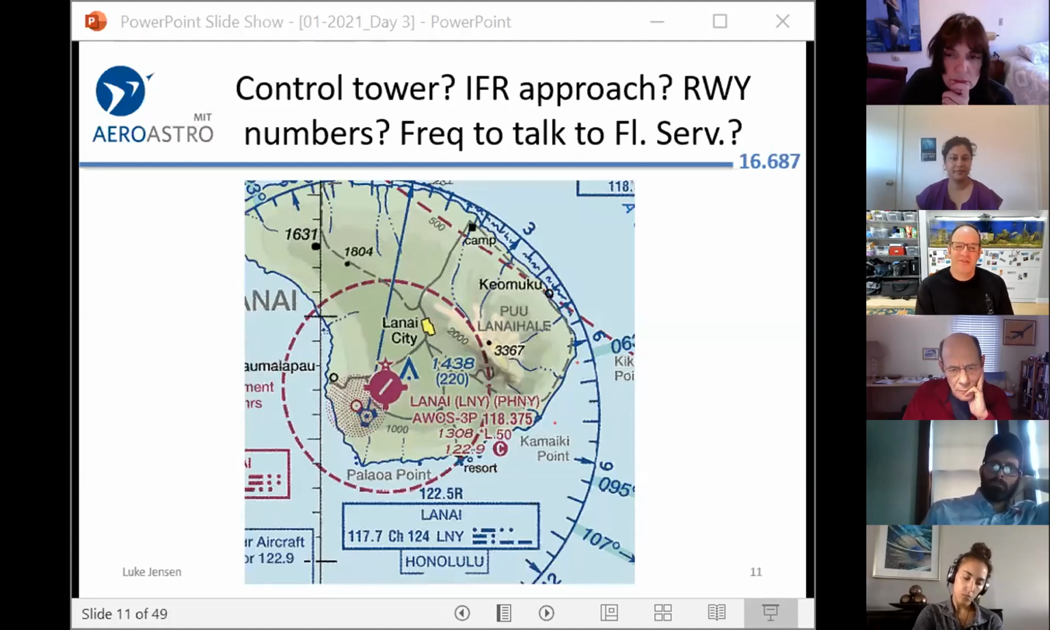That AWOS frequency, 118.375, that's automated weather. 1308 below, that's going to be the field elevation for the airport, something like the center or the average of the airport. There's a 5,000-foot runway, which is lighted part of the time. That asterisk means it's not full-time lighted. So since there's no control tower, presumably you'll have to turn the lights on by clicking the microphone 5 times.